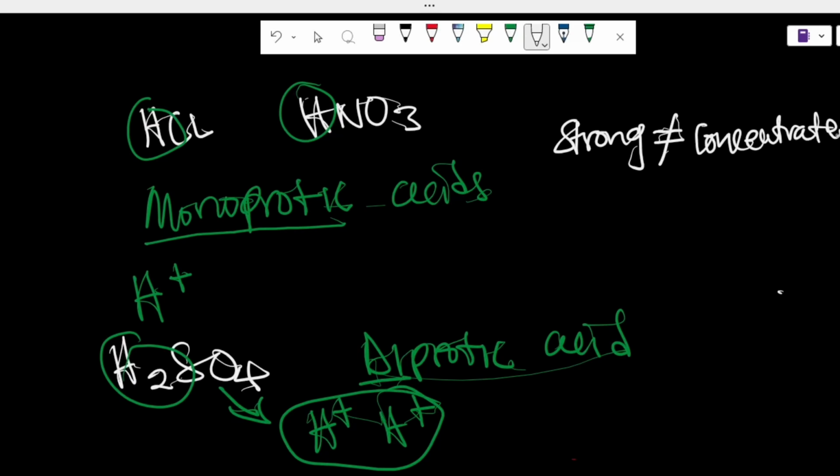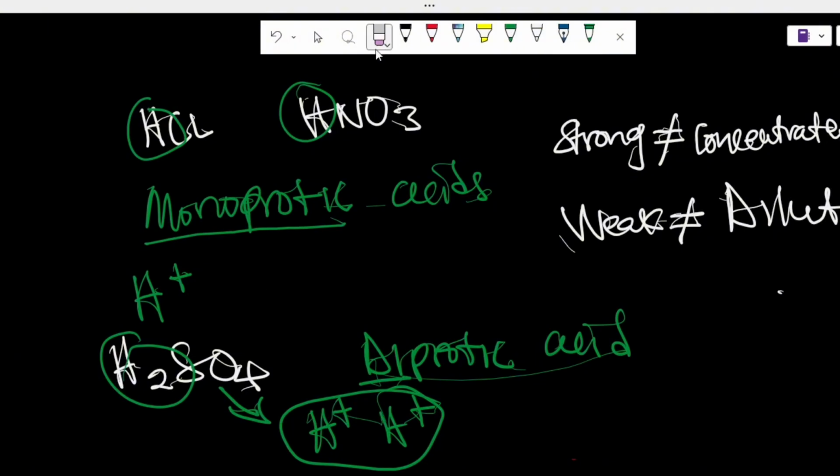When you have concentrated acid, that is quite different from strong acids. Similarly, when you are talking about weak acids, that is not equivalent to dilute acid. Because when you're talking about strong acid, you're talking about complete ionization rather than concentration. And when you're talking about weak acids, you're talking about partial ionization instead of dilution. So make sure that you understand these concepts.